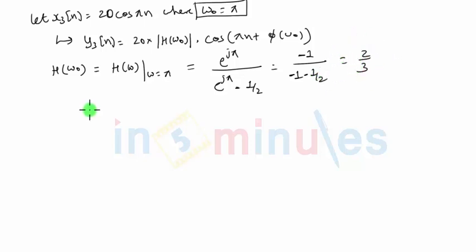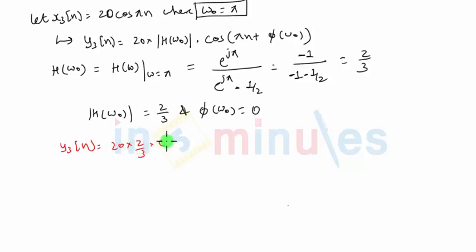Now 2 by 3 is a real value, again positive real value to be precise, so mod of H of omega naught is 2 by 3 and the phase phi of omega naught will be simply equal to 0, because there is no imaginary part and the real part is positive. If the real part was negative, then a phase would have been pi, but here it is 0 because the real part is positive. So this brings us to y3 of n, which will be 20 into 2 by 3 into cos of pi n plus phase is 0, so this will further become 40 by 3 cos of pi n.